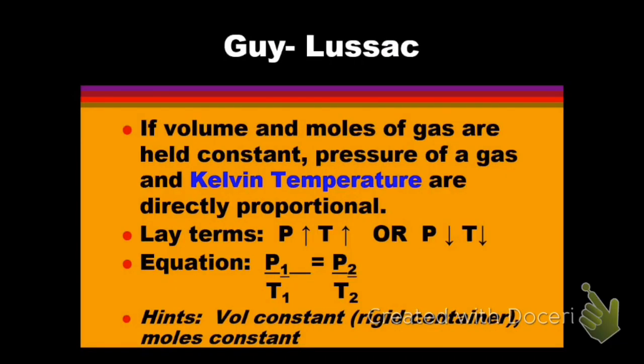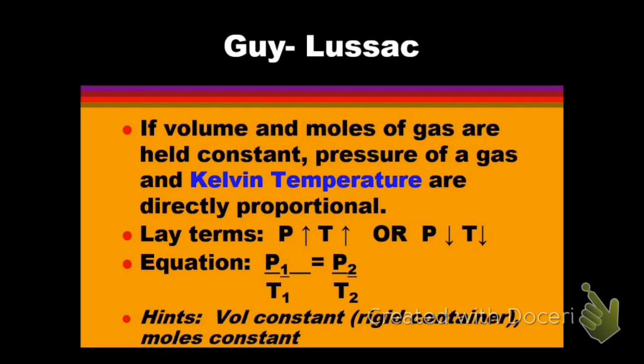I also want to briefly touch upon Gay-Lussac's gas law. And his law states that if volume and moles of a gas are held constant, the pressure of a gas and the Kelvin temperature are directly proportional. So pressure goes up, temperature goes up, pressure goes down, temperature goes down. As an equation there, again, we can see that we're going to have to make sure that we put our temperature in Kelvin units. The hint we're looking for is constant volume.